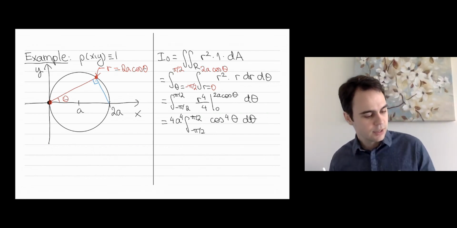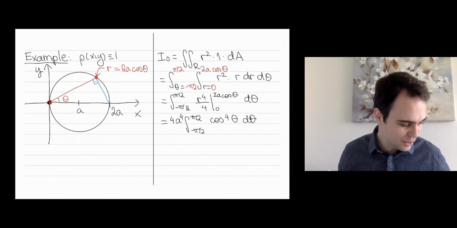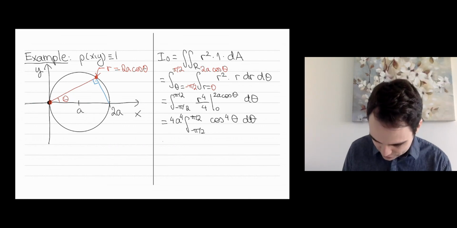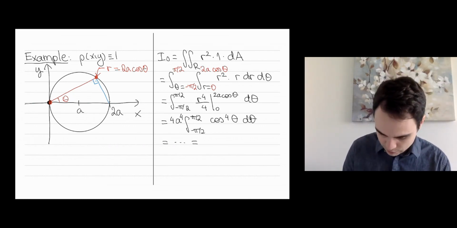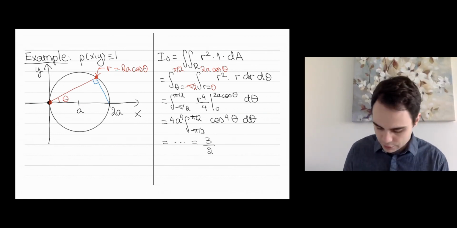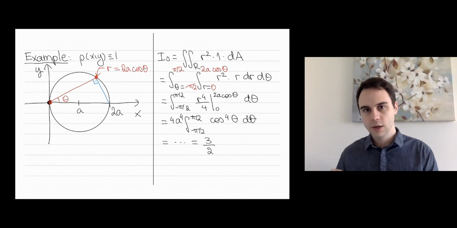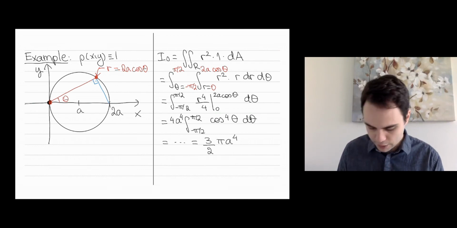And if you do this, I'm going to leave you guys with some homework, but if you do this integral, it turns out that you get 3/2. So the moment of inertia for this disk, for rotation about a point on the boundary circle, is 3/2 of pi times a to the 4th power.